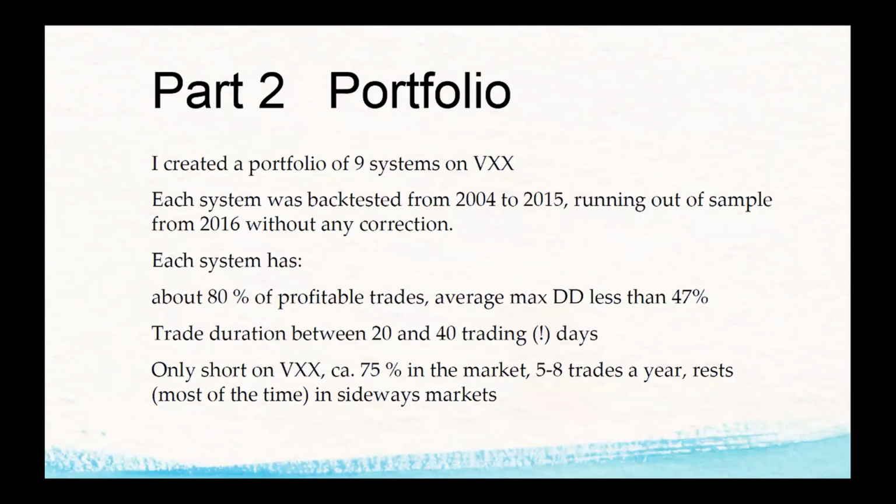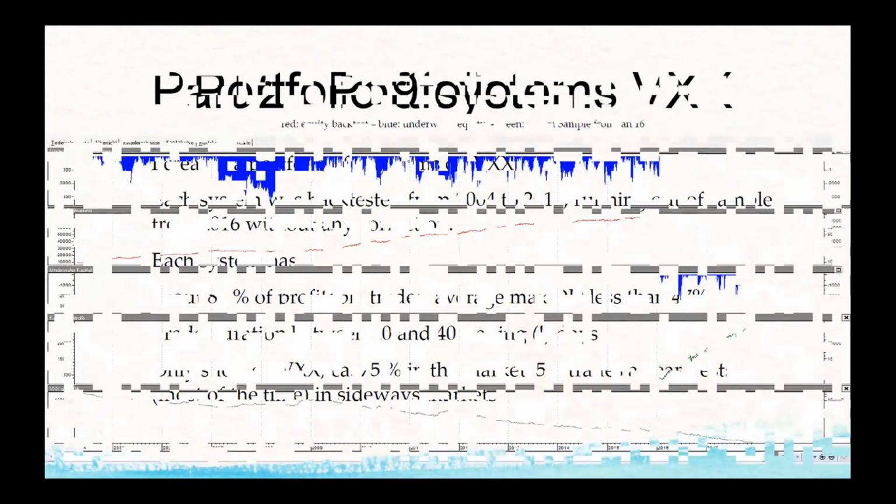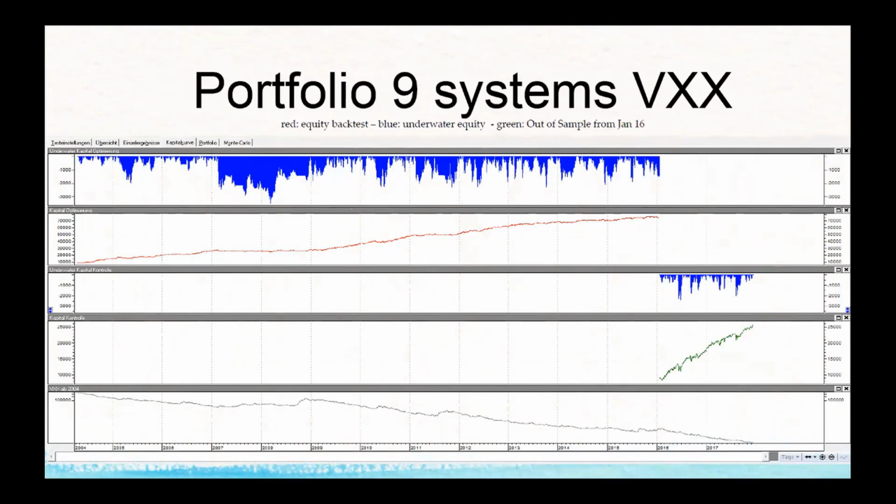And now the portfolio of 9 systems. You see, the red is the equity curve of the backtest. The blue is the underwater equity. So maximum 9 systems are invested, and the maximum drawdown of all systems together is about $3,200, and that was 2008. Everybody knows what happened around 2008. There was a sideways market and then the eruption.